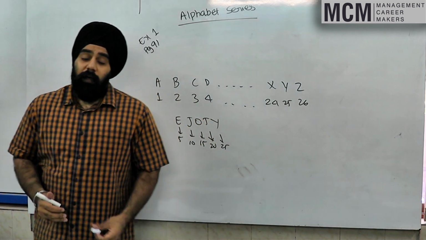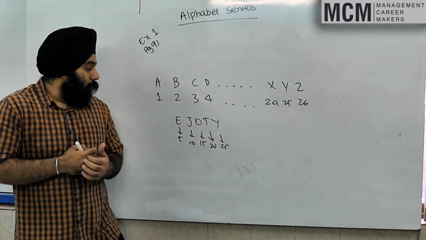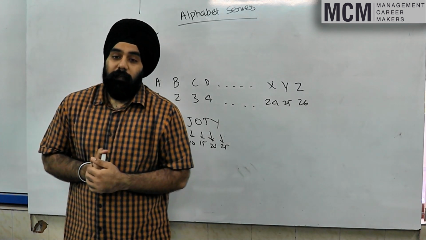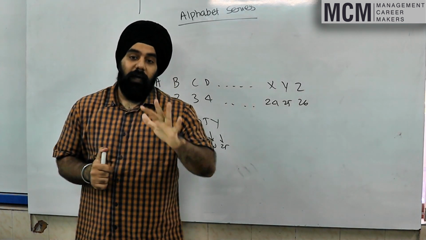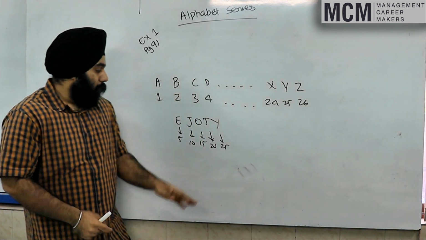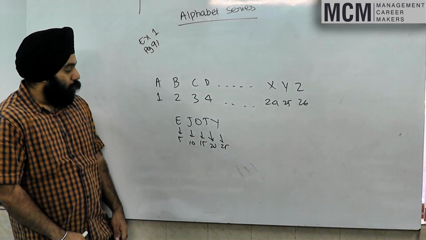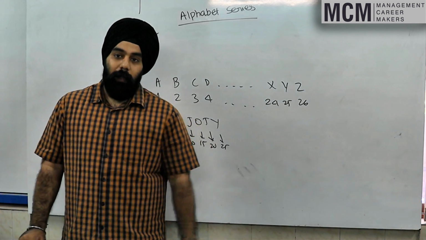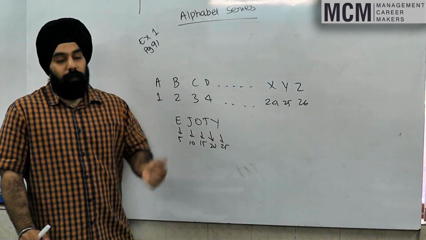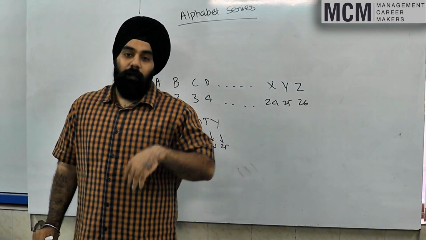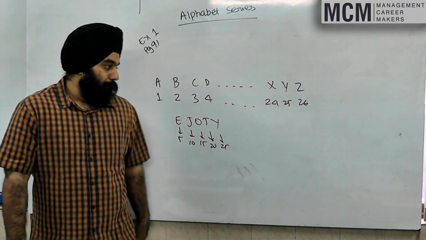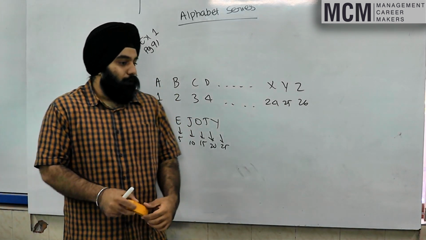Okay, so say if I ask you what is the value of P, instead of counting from A, B, C, D, E, F, G, H, I, you start from the closest letter you know over here. The closest letter to P is O: L, M, N, O, P. So O is 15, and P is then 16. Okay, I hope you understood this.